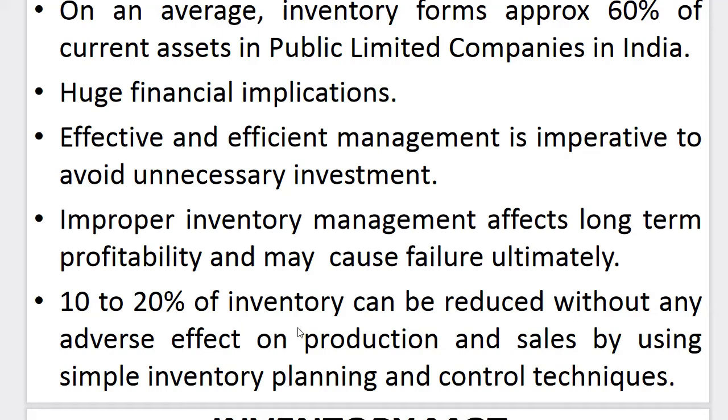So all these are part of the understanding of the company in the way operation should proceed. And that is the reason why I said that for every company there's a different inventory management understanding. So 10 to 20% of inventory can be reduced without any adverse effects on production and sales by using simple inventory planning and control techniques. So inventory planning for the Japanese companies would focus on the average demand, the so-called pull.